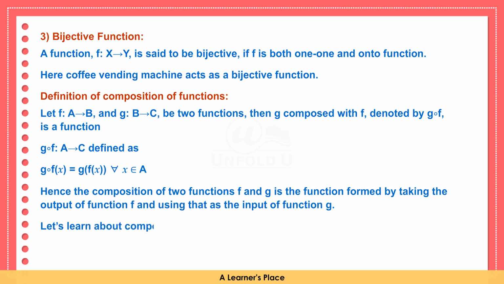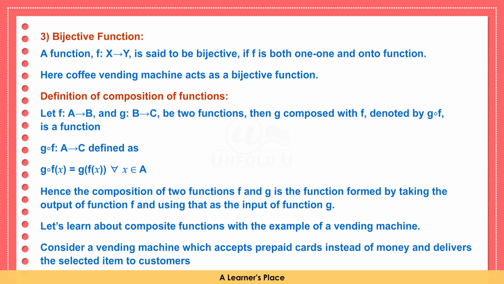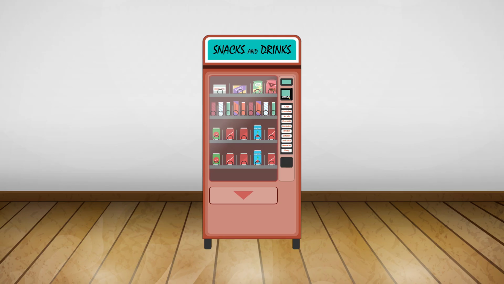Let's learn about composite functions with the example of a vending machine. Consider a vending machine which accepts prepaid cards instead of money and delivers the selected item to customers as per the request made. In some companies, the employees are provided a unique prepaid card attached to their employee ID, which can be used to swipe at the vending machine to get the desired items.